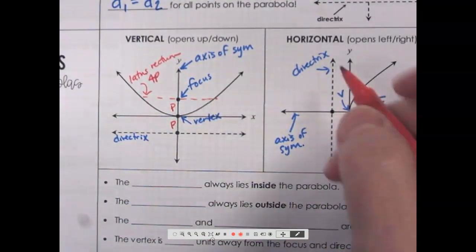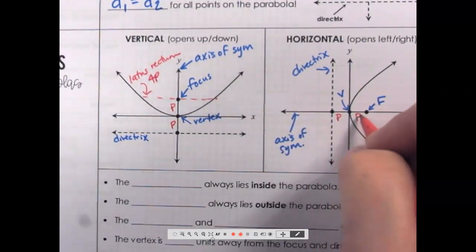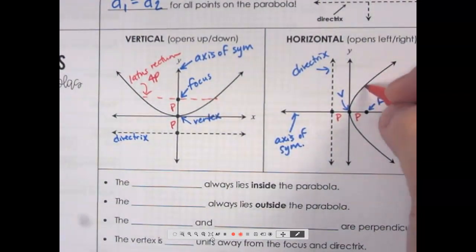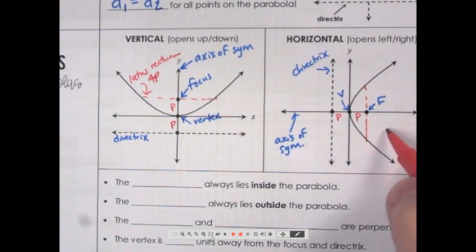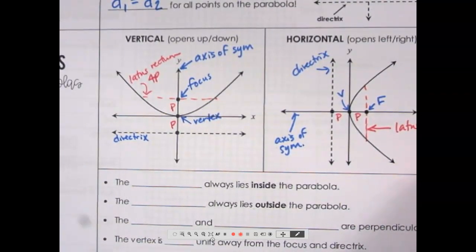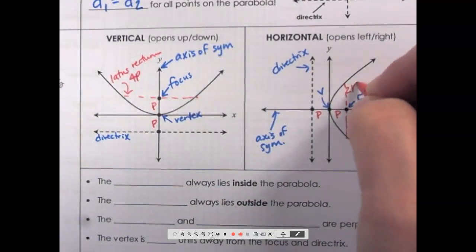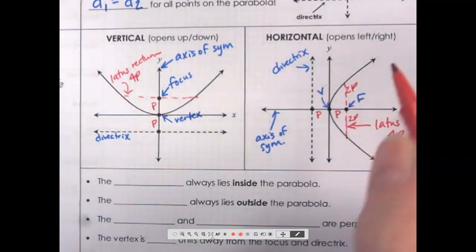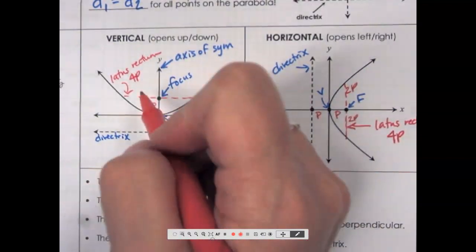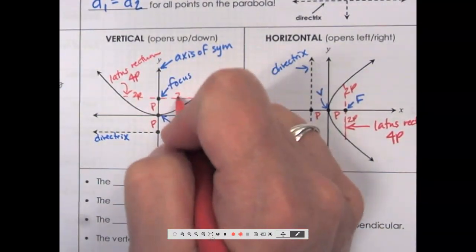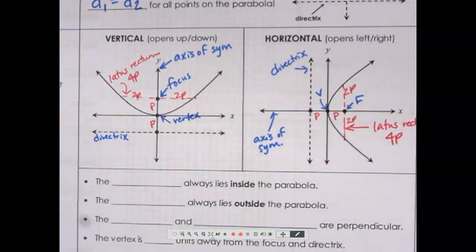Distance of P is here and here. And then that distance all the way across is 4P. So that means that we have 2P here and 2P here. 2P, 2P.